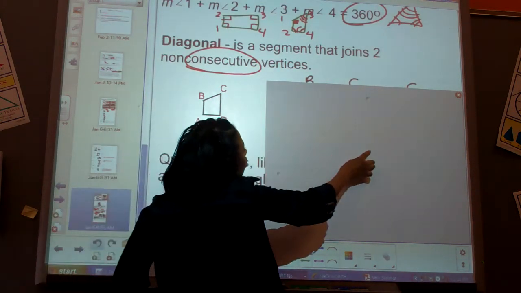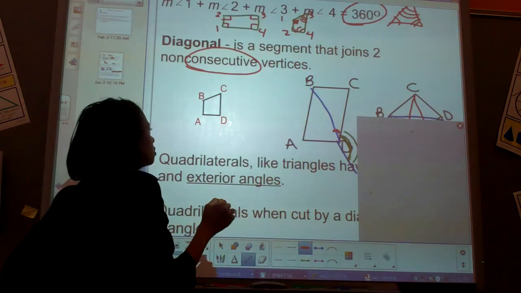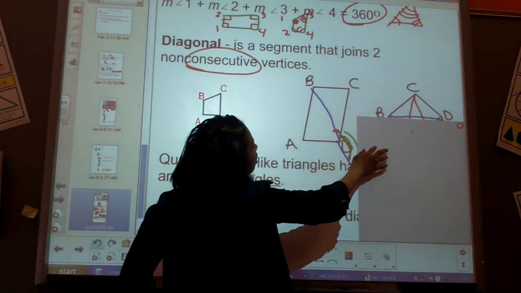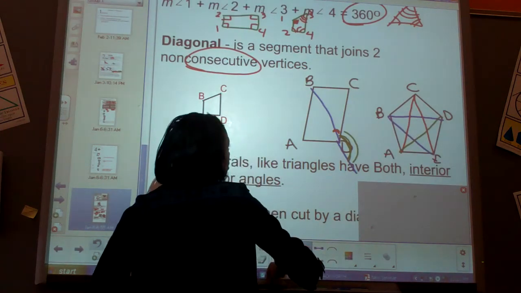I believe I have another one over here for us. Come on, computer. Here's one. This is the one I want.